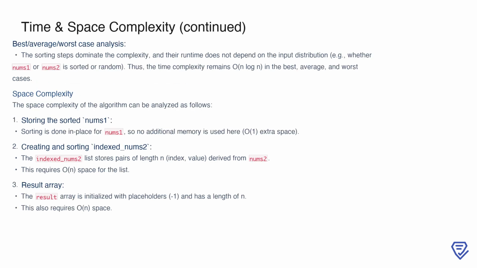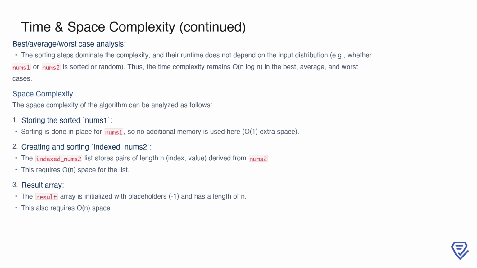Now, let's explore the best, average, and worst-case scenarios. Regardless of the input distribution, whether nums1 or nums2 is sorted or random, the sorting steps dominate the runtime, and their complexity remains O(n log n) in all cases. Moving on to the space complexity, we can break it down as follows.